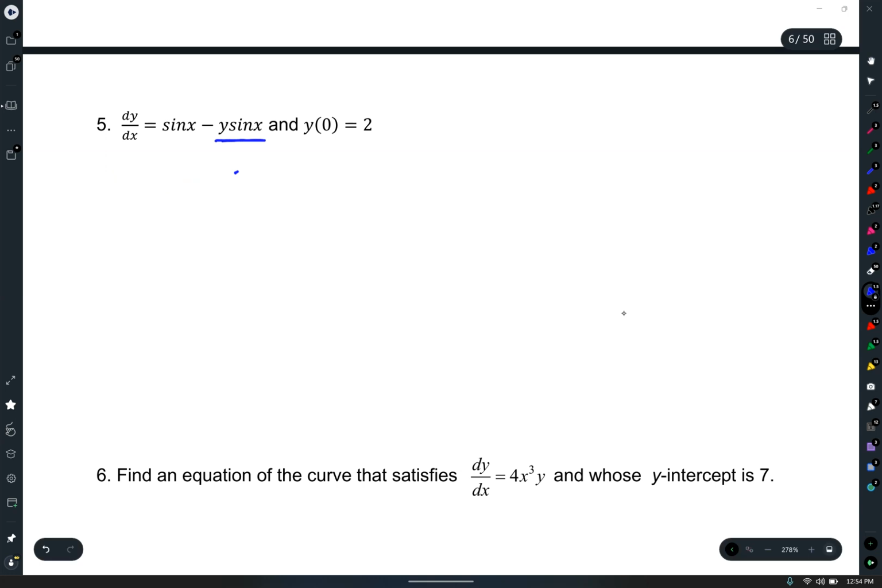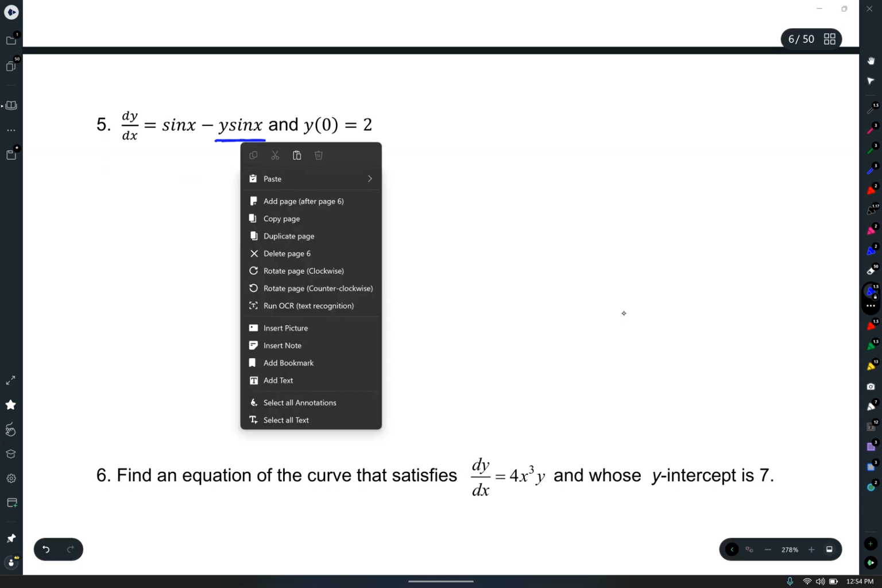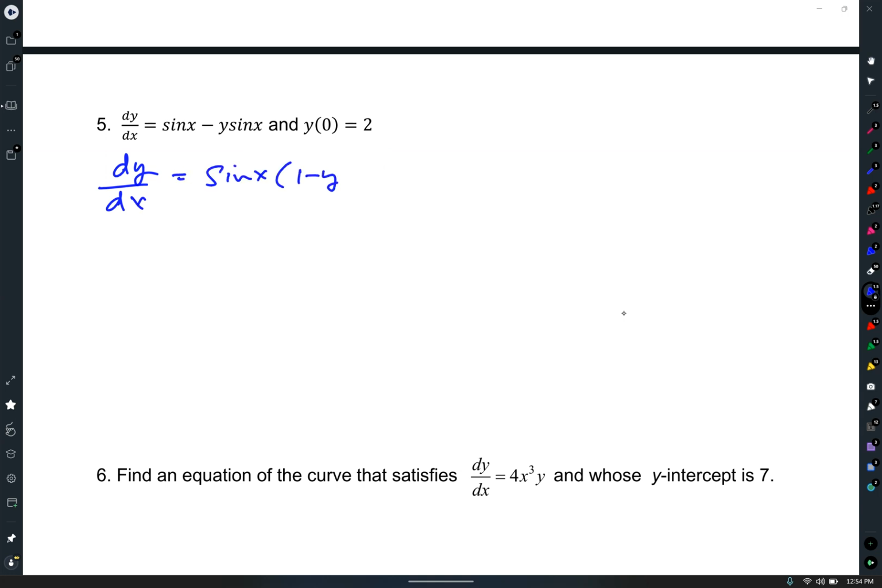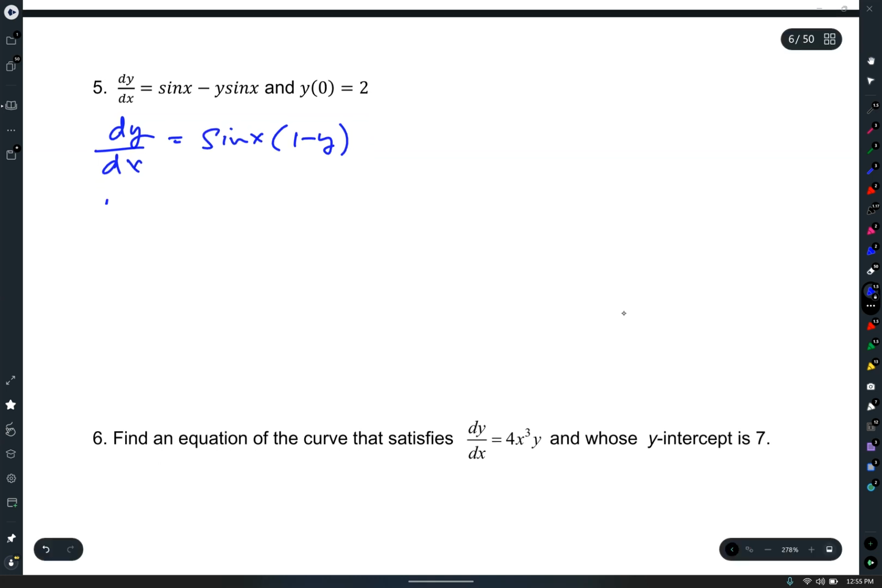What are you going to have to do on this one before you can separate? Yeah, you're going to have to factor out that sine of x. So think of it as dy dx equals sine of x times 1 minus y. Now, we're here, we might as well finish it, right? Now you can separate it.